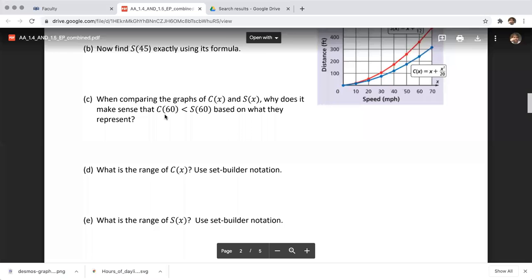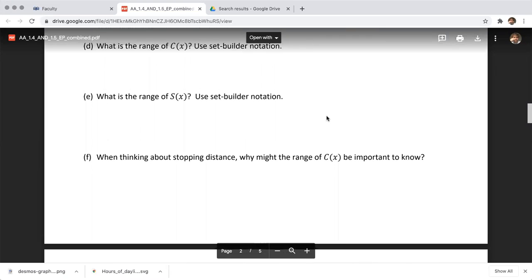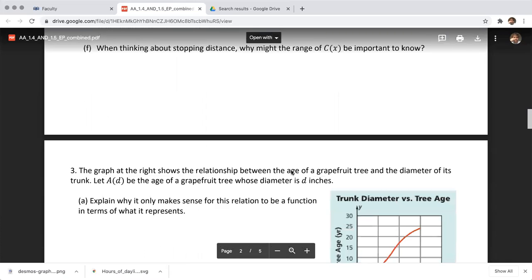When thinking about stopping distance, why might the range of C of x be important to know? Well, we want to know what our following distance should be, because if we're too close to a car in front of us, then we're not going to have enough distance to stop. So if we're going really slow, maybe the distance doesn't need to be as much. But if we're going very fast, we want to have a longer following distance.